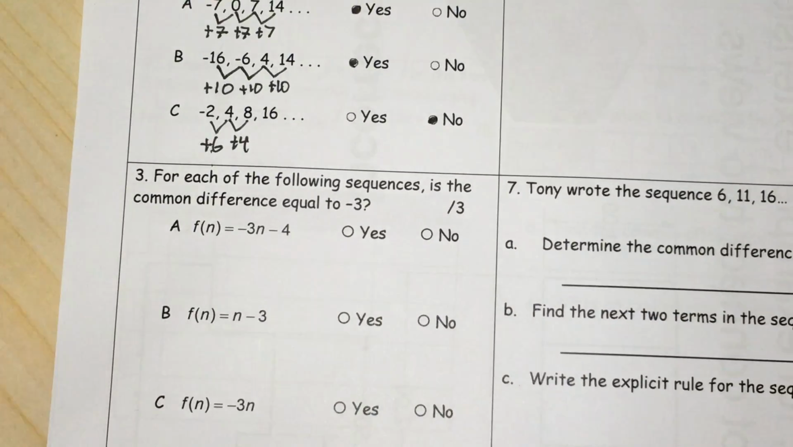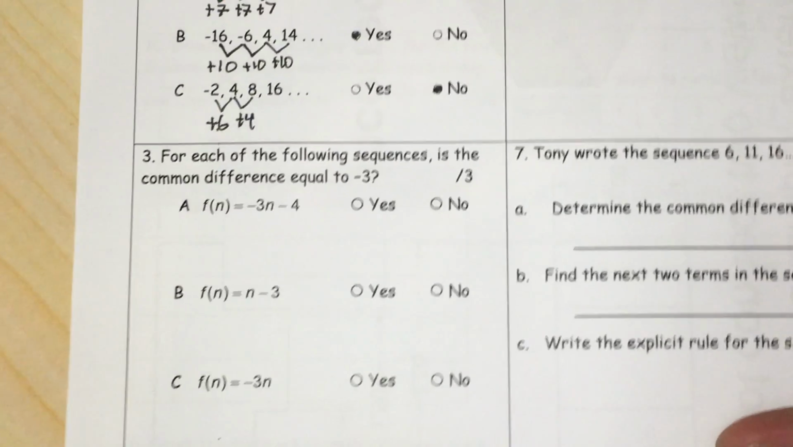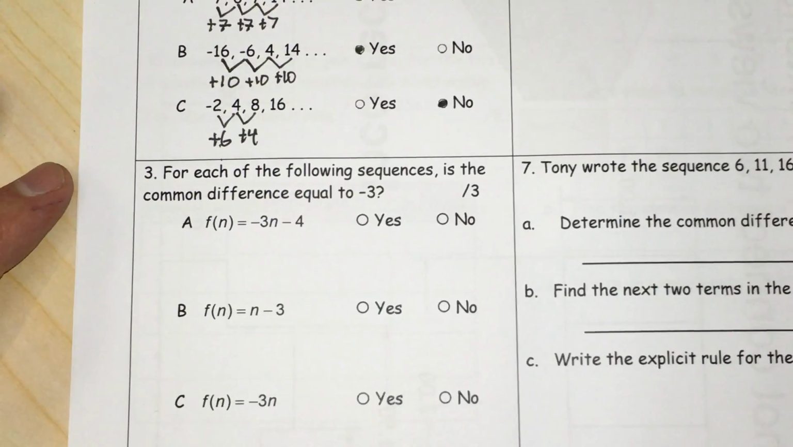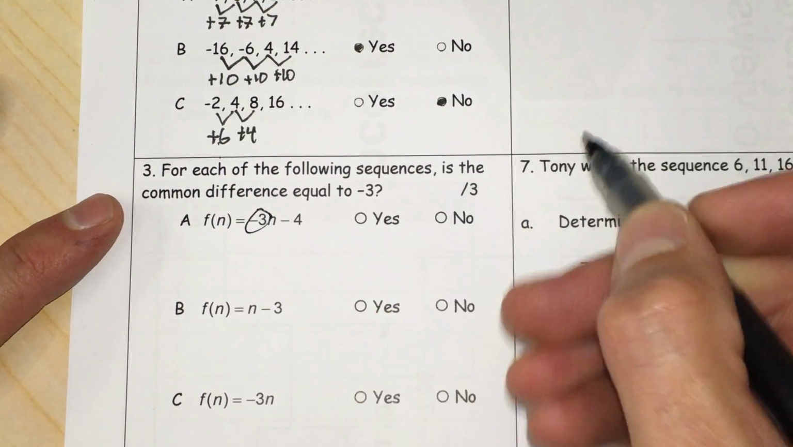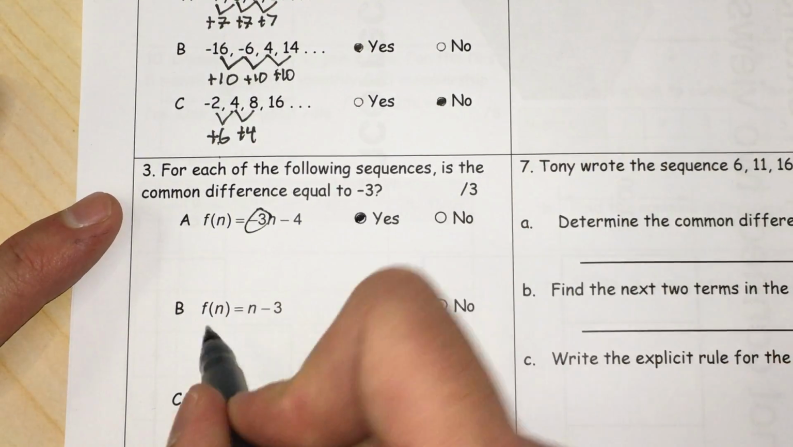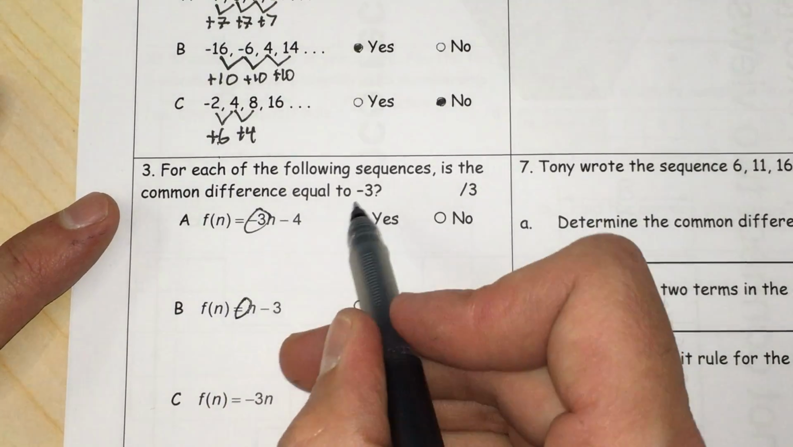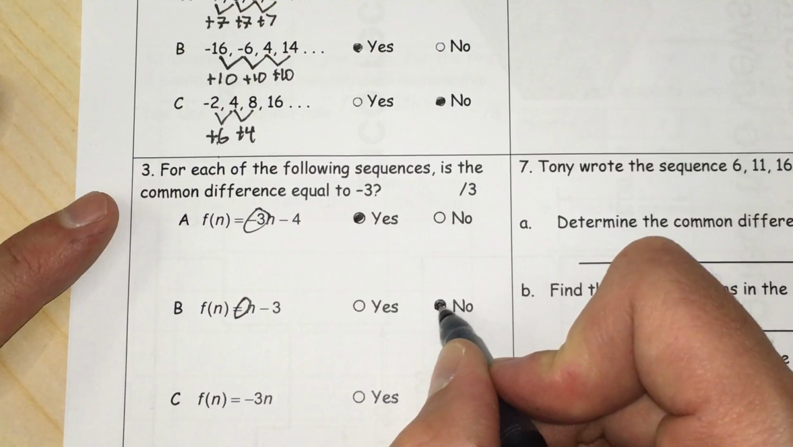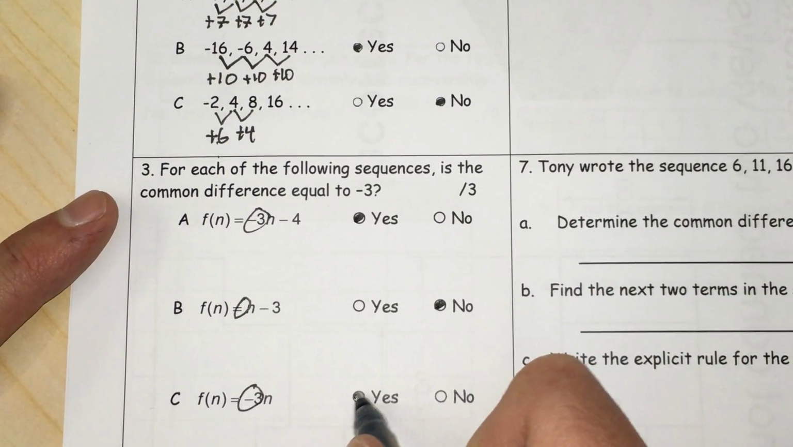All right, for each of the following sequences, is the common difference equal to negative 3? Here's the hint on this one. You are looking for whatever is in front of n. That's what your common difference is. That's what's going to end up being d. Well, negative 3 is in front of n here. Yes, it is. What's in front of n here? Well, there's a 1. So the common difference is not negative 3. No, it isn't. There's a negative 3 in front of n here. So, yes, it is.